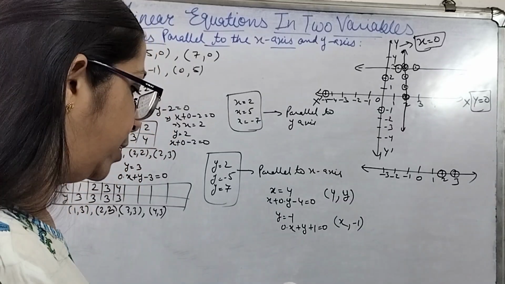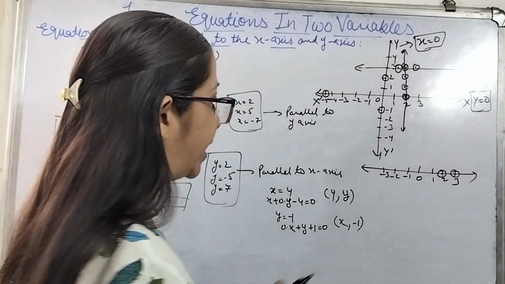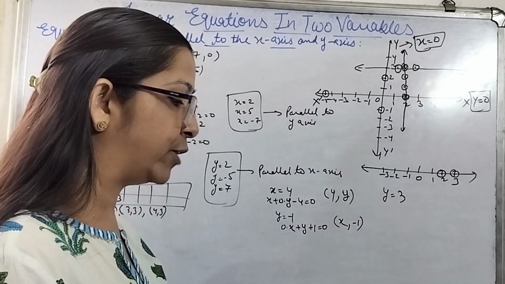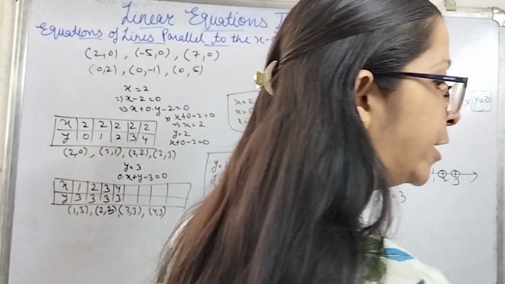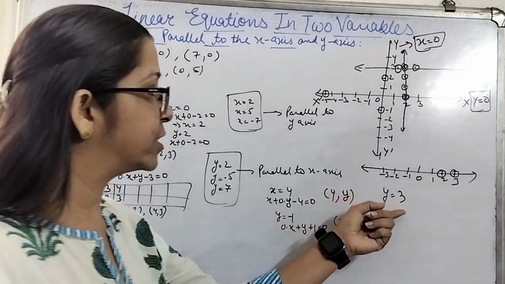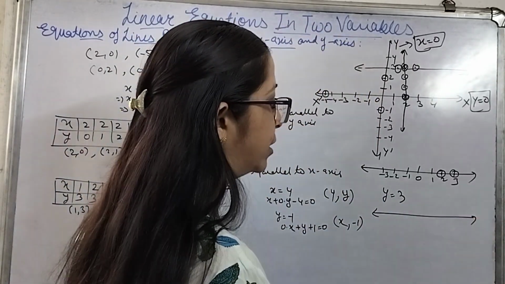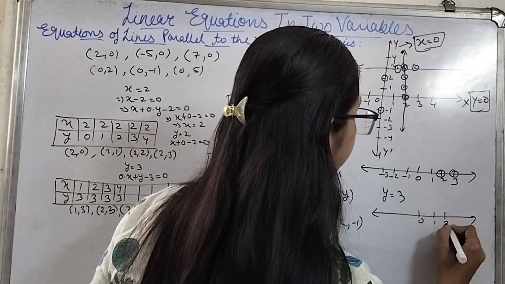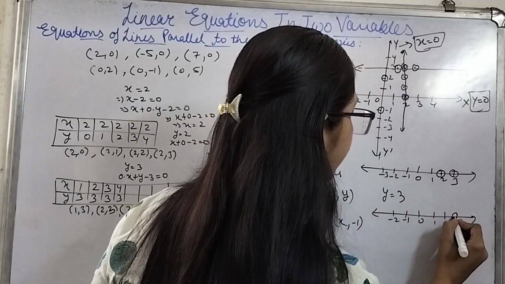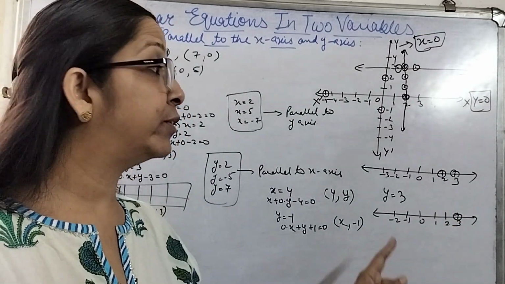Exercise 4.4. The first question asks: give the geometrical representation of y equal to 3 as an equation in one variable and as an equation in two variables. If we represent this as a linear equation in one variable, it will be represented on the number line. It is 0, 1, 2, 3, minus 1, minus 2. So y equals 3. This is how we can represent it on the number line.